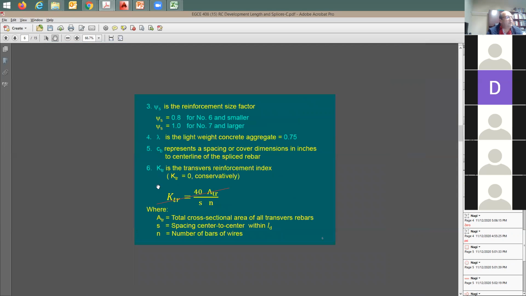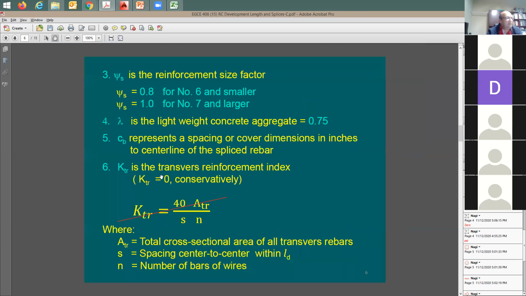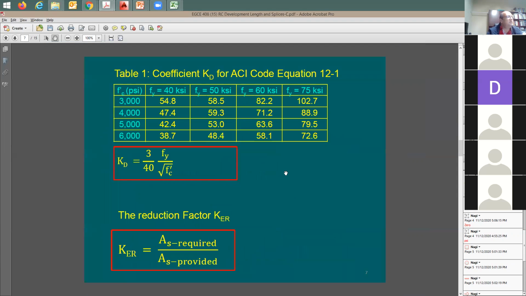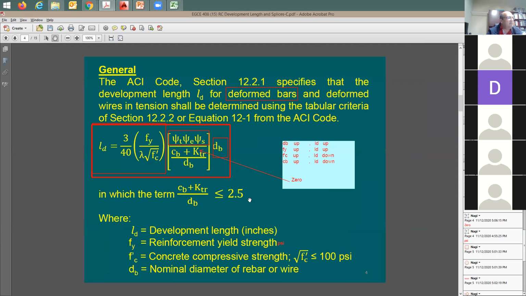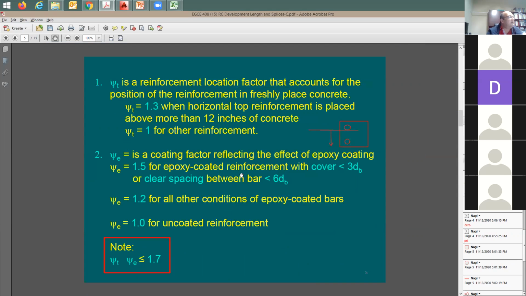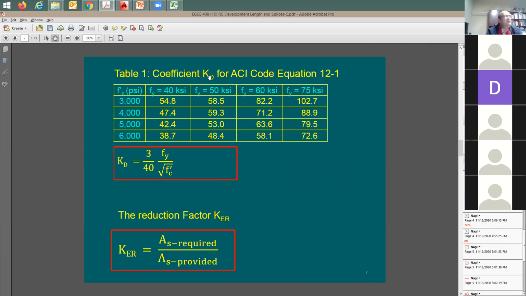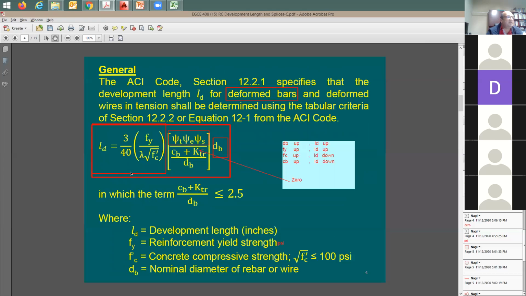Now, let's look here. We said KTR is going to be equal to 0, right? Let's do it the simple way. Just take it equal to 0. Now, also, what is K sub D? Where is K sub D? Do you guys see K sub D here? Just wondering, do you see it? No? Okay. All of a sudden, they say there's a factor called K sub D. And what is K sub D according to the code is going to be equal to 3 divided by 40 times Fy divided by square root of f prime c. So this is actually going to be K sub D.